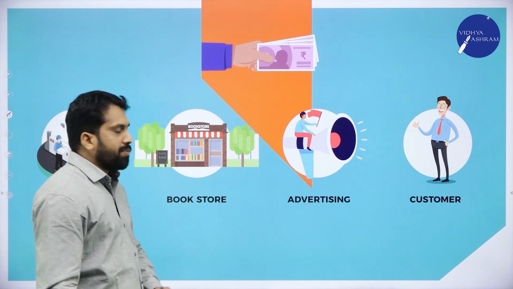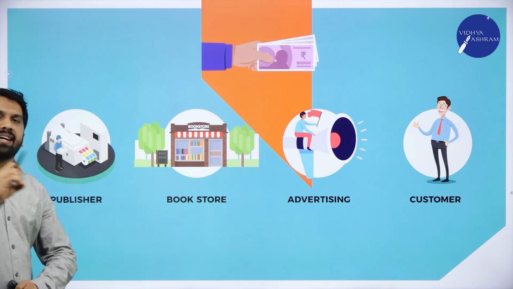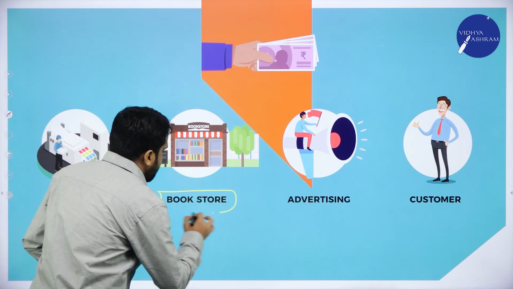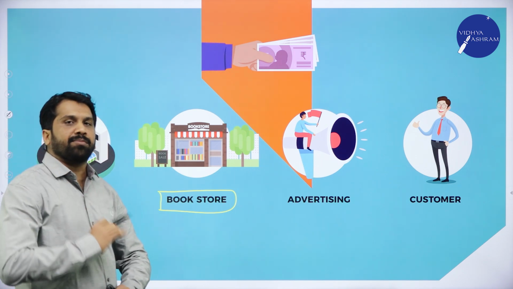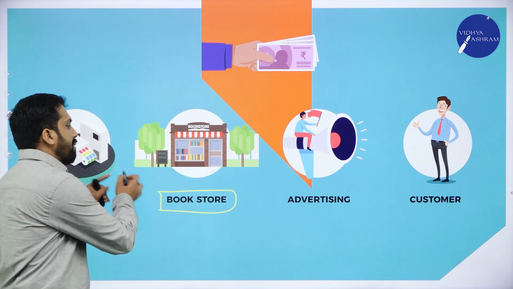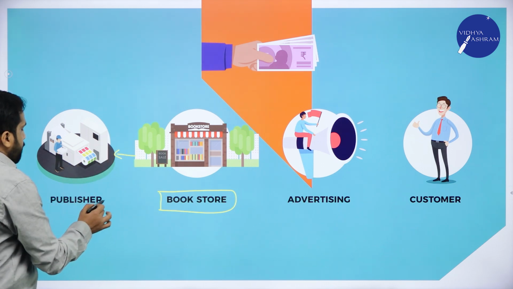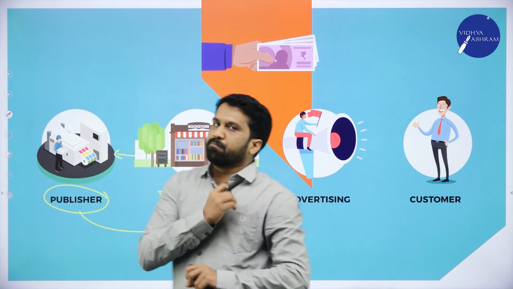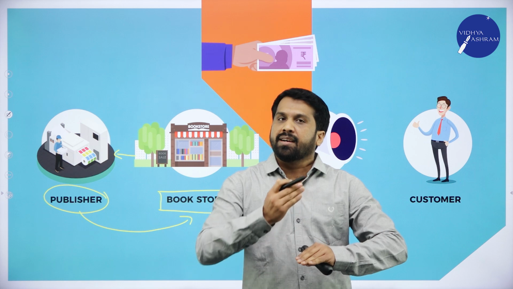Now, I'll go with a small example so that you can easily understand what accountancy is. Just assume you are running a bookshop, you are the owner of the bookshop. From where will you buy your books? You purchase your books from a publisher. After purchasing, what will you do? You will sell it to your customer.